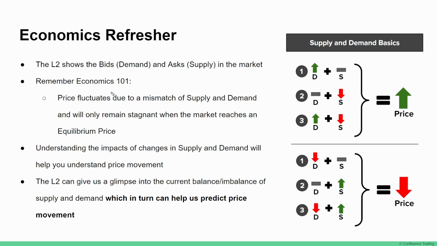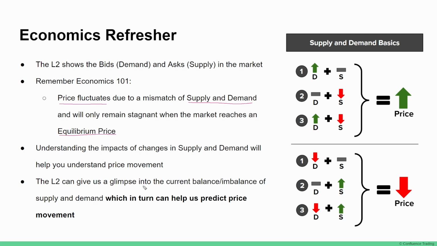So the main thing I want you to remember for our economics refresher is that price fluctuates and moves in the market because of a mismatch of supply and demand. And the only time that price remains stagnant generally in the market is when you reach what is called an equilibrium price. So that's when both supply and demand are at essentially the level they want to be at and they agree on price.